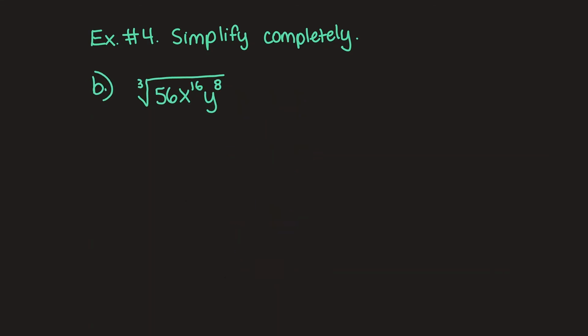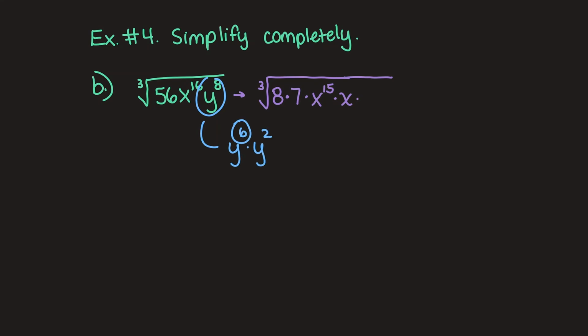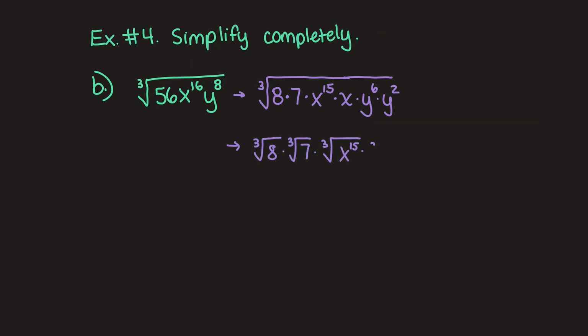For the next example, we can rewrite 56 as 8 times 7, so that one of its factors is a perfect cube. For x raised to the 16, since the exponent is not divisible by the index, we will have to rewrite it so that it is. So we can rewrite this as x to the 15th times x, and now we have an exponent that's divisible by 3. We'll have to do the same thing for y raised to the 8th power, since the exponent is not divisible by 3, so we can rewrite it as y raised to the 6th power times y squared. And now we can use our product rule and simplify.